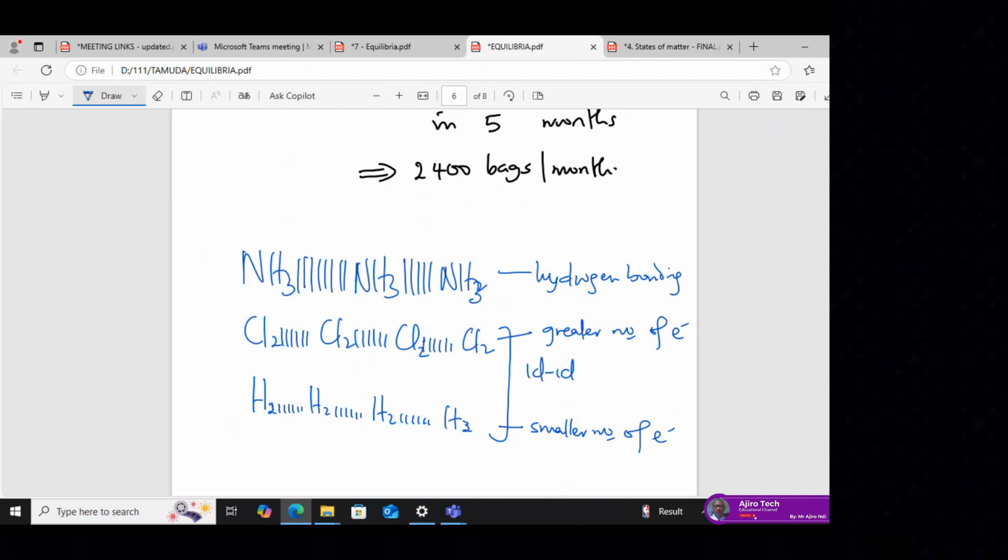Ammonia. Therefore, under similar conditions, if high pressure is applied, which of them turns to liquid first? The one with the smaller electrons? The hydrogen? No, I'm saying here that the one with the strongest intermolecular force deviates most from ideal gas behavior, and it is the one that will turn liquid first before other gases.